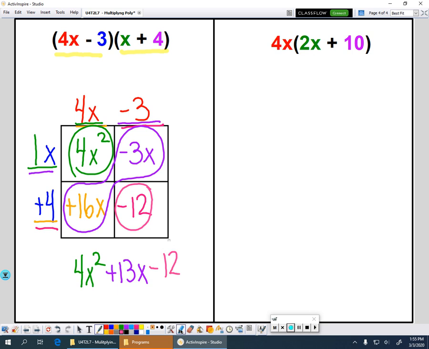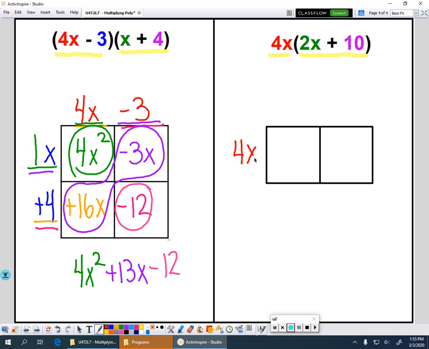Now there's one more problem I want to show you, this one here. If you look at it, we have 1 term times 2 terms. So when we make this box, it's going to look a little different because it's going to be 1 box by 2 boxes. Everything else stays the same. So you're going to take your first term and you're going to put it on the side over here. Then you're going to take what goes on the top, 2x plus 10. We're going to write that on the top here.